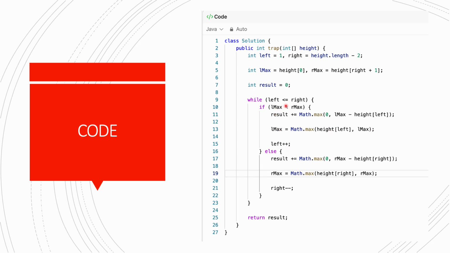Else, if left max was greater than right max, we would have similarly calculated the water that can be stored at right. So we would have done right max minus height at right. If this was greater than 0, we would have added it to the result. And then we would also update right max, which would be the max of height of right and right max, and decrement the right pointer. So this was the code.